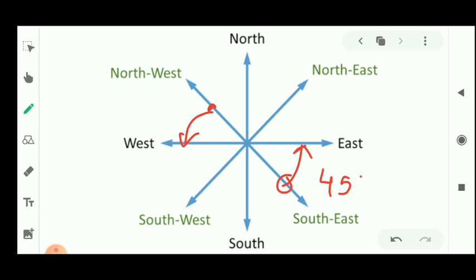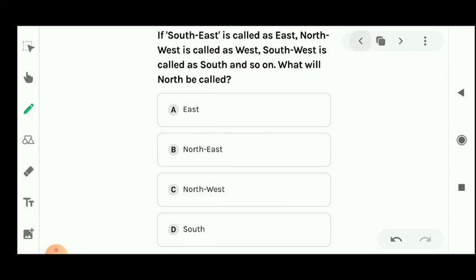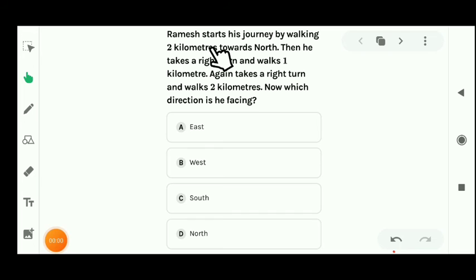Then according to the question, southwest is called south. Then again we have to move how much? 45-degree, and in which direction? Anti-clockwise direction. That means according to the question, the last line of the question is, what will north be called? You can see north is here and we have to move anti-clockwise 45-degree. That means now we are on which point? Northwest point. So the option of this question is C option. That means north. Now students, let's see the next question.